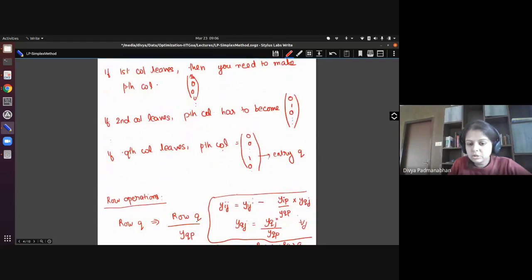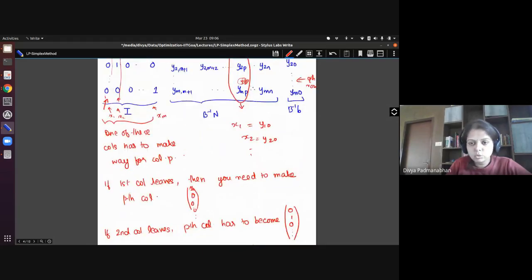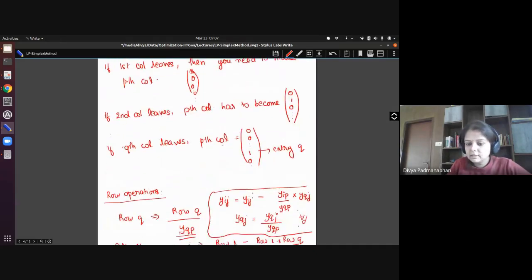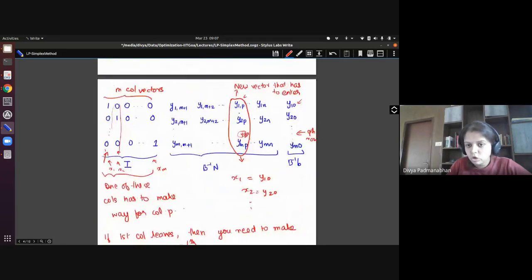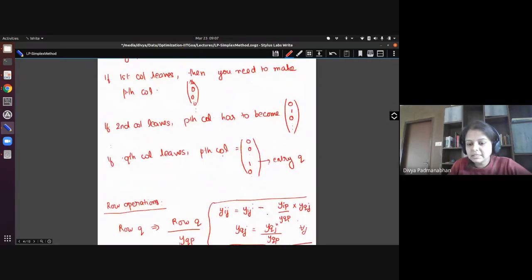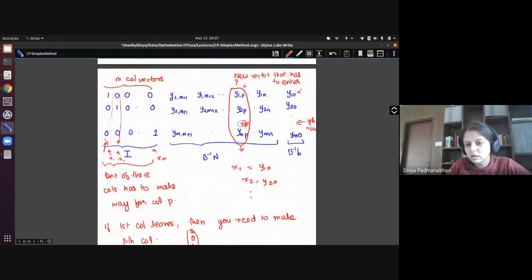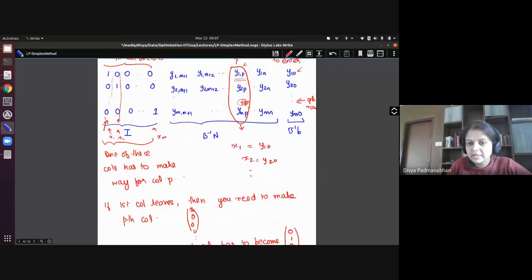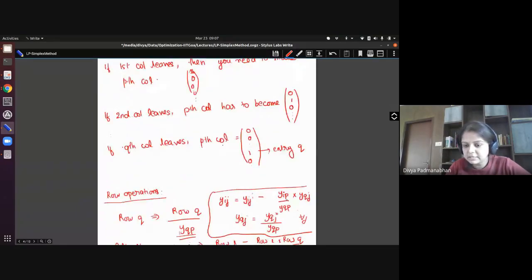So row q you need to transform by dividing it by yqp. And for all other rows, you want to make these values 0. So what you will do is subtract out: for the first row, you will multiply the qth row. Since yqp is there, you need to subtract out some ratio from this yqp, and that ratio is just this.